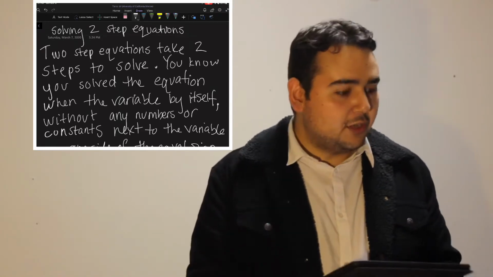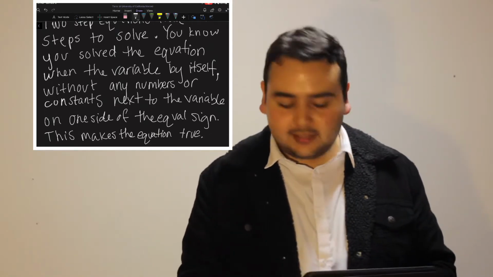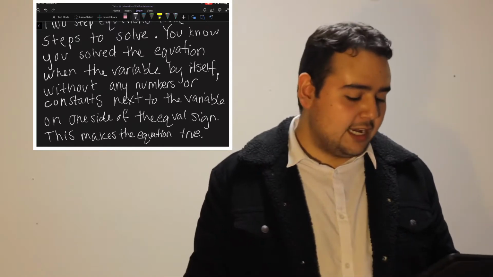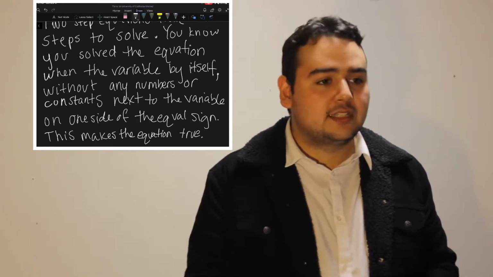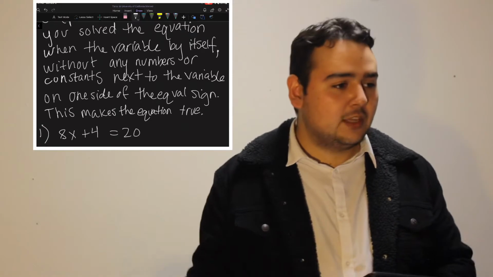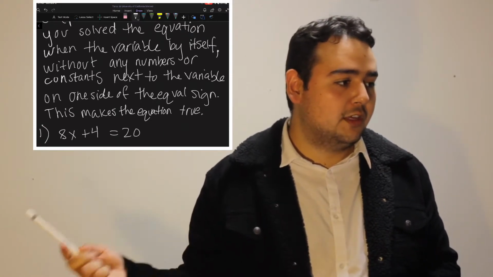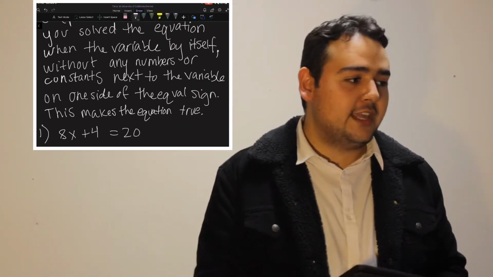And you know you solve the equation when the variable is by itself, not with any numbers next to the variable, and it's on one side of the equal sign. And to make sure that the equation is true, we could plug the number that we found back into the equation and check it.